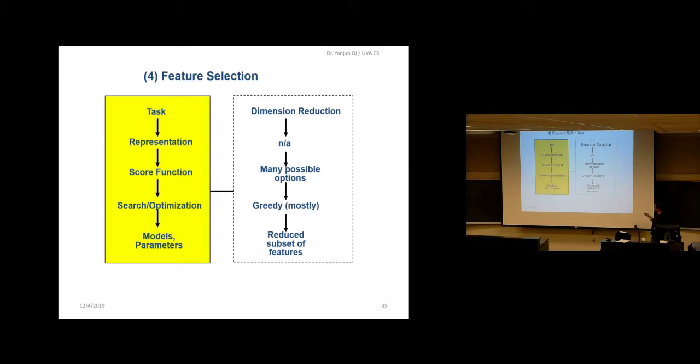And the majority of the methods use a greedy search strategy to look for which feature I will keep. And the resulting model is a reduced subset of the original features. So this is the generic feature selection, but there are many different variations of approach there.